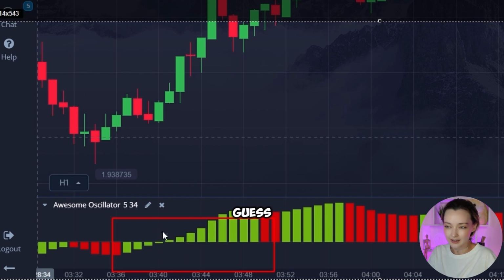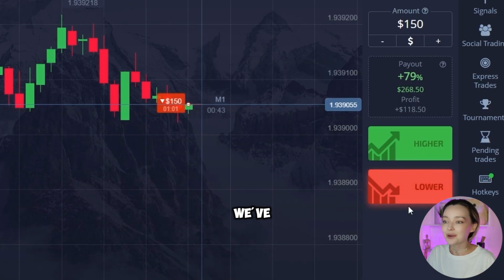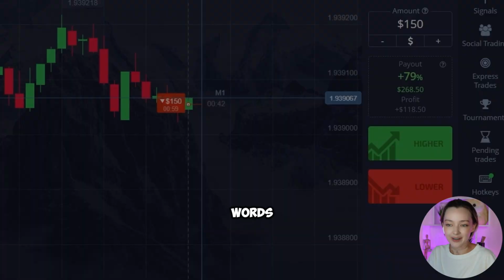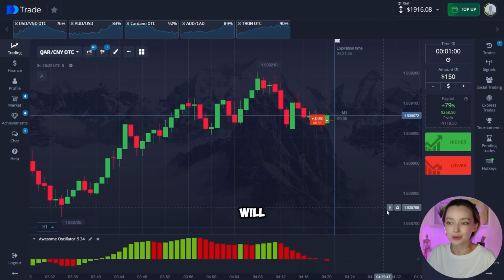This one, I guess, right here. And as you guys can see, it was followed by a rapid growth. Look, we've got a signal. Let's place a trade downwards. Here's the first tick below zero. That's a pretty nice signal. We're placing a trade downwards. I sure hope things will work out for us.